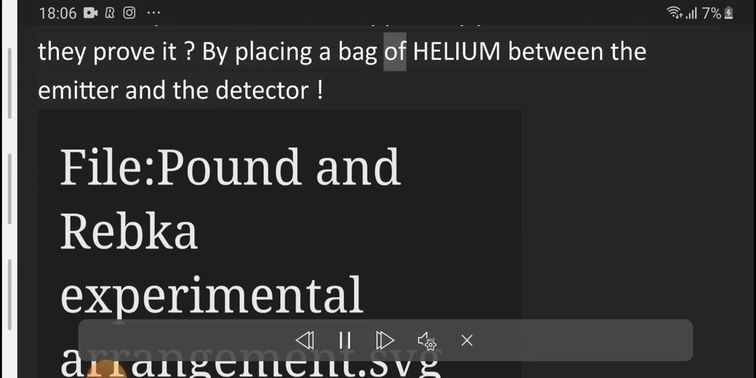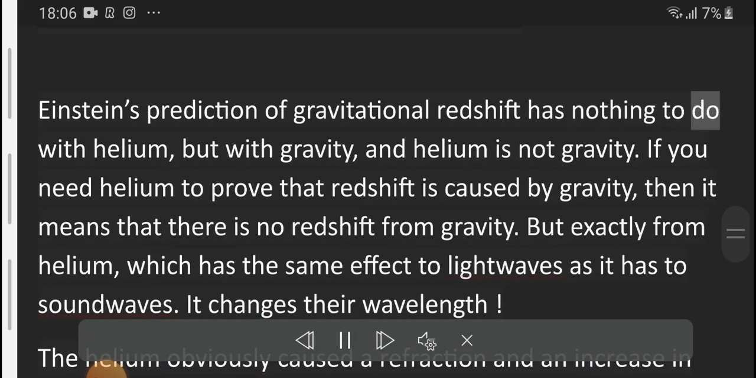By placing a bag of helium between the emitter and the detector. Einstein's prediction of gravitational redshift has nothing to do with helium, but with gravity, and helium is not gravity. If you need helium to prove that redshift is caused by gravity, then it means that there is no redshift from gravity, but exactly from helium, which has the same effect to light waves as it has to sound waves. It changes their wavelength. The helium obviously caused a refraction and an increase in the speed and wavelength of light.